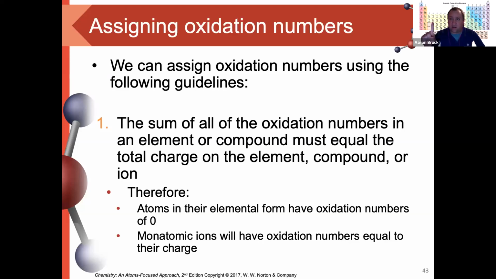So atoms in their elemental form, so elements, have an oxidation number of 0. Monatomic ions, that is, one-atom ions, are going to have the same charge as their oxidation number.